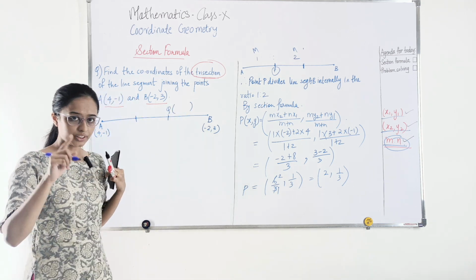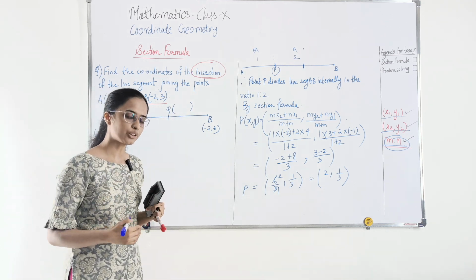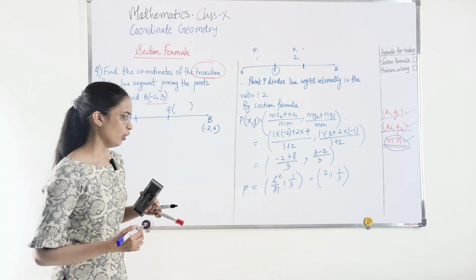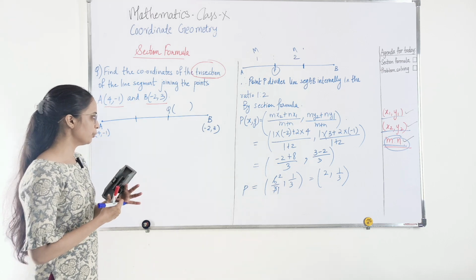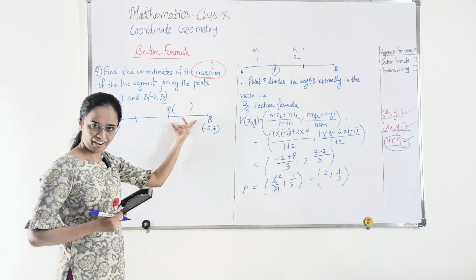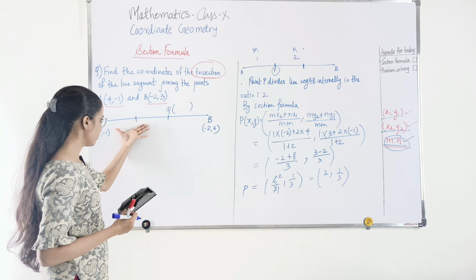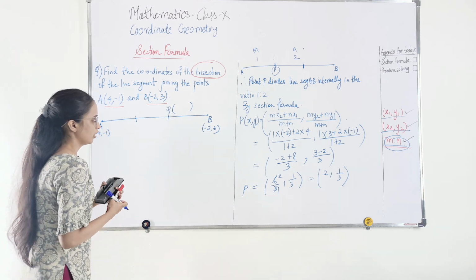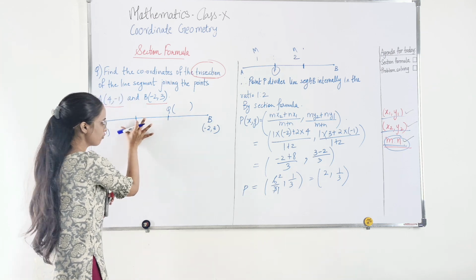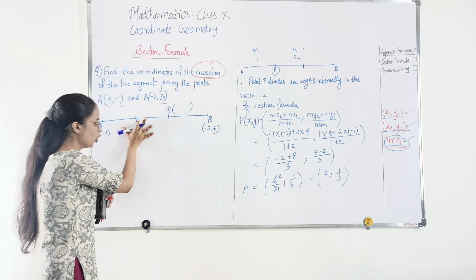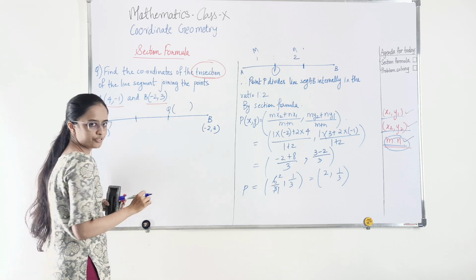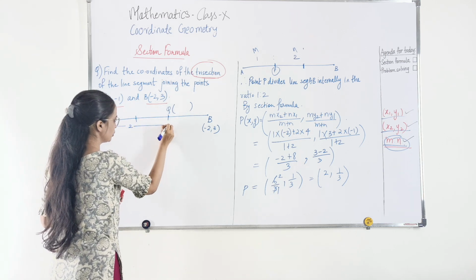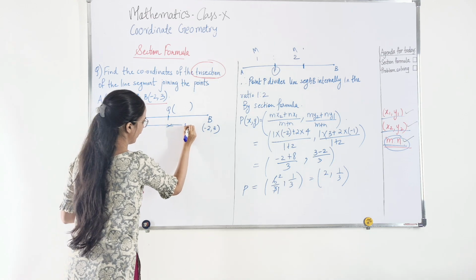Now again students, here we are going to see how Q divides the line segment, in what ratio. If you consider this to be one part of this line and this to be the second part, then QB is half of this entire part AQ, or you can say AQ is double of QB. So now this line segment gets divided in the ratio 2:1.